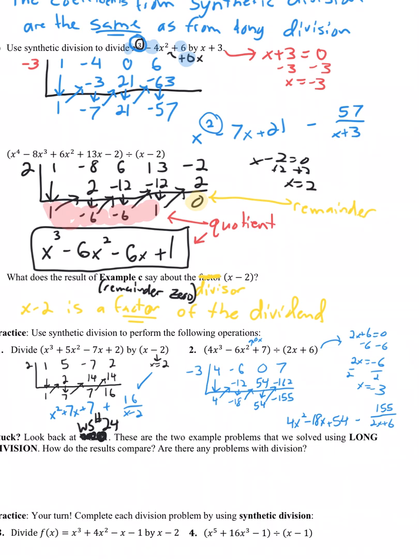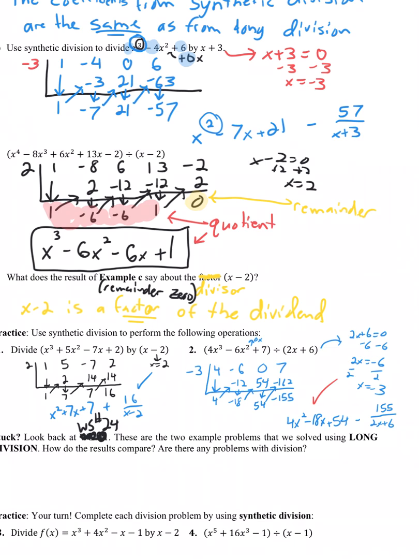Problem number 2, I ended up with 4x squared minus 18x plus 54 minus 155 over 2x plus 6, right? So that looks good, right? Matches the problem from last time. And then we can talk about problems 3 and 4 in just a second here. Okay. So any questions on problems 1 or 2 there?